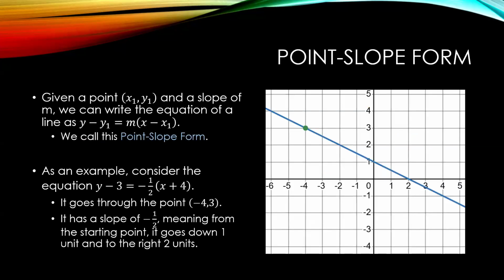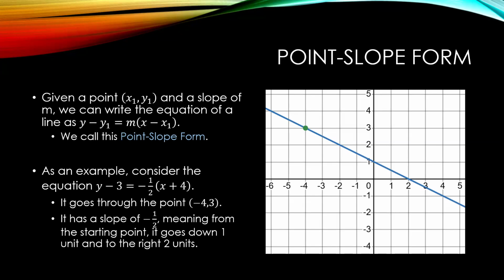With this, we can develop point slope form. Given a point, x1, y1, and a slope of m, we can write the equation of a line as y minus y1 equals m times x minus x1. We call this point slope form. This really comes from the slope equation. If you solved this for m, you would get the slope equation. You would just be saying that the slope is going to be some fixed value, and it's going through some point x1, y1.